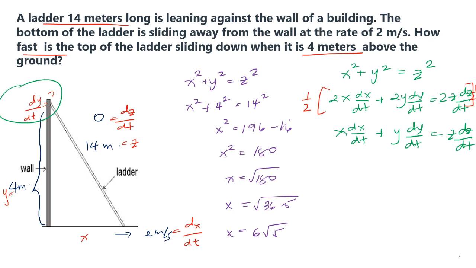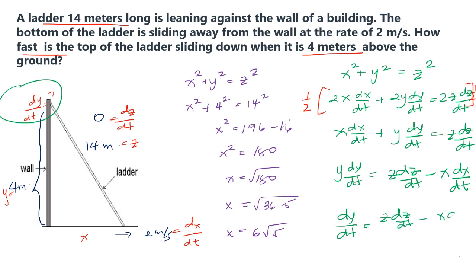Since we're looking for dy/dt, we have y dy/dt is equal to z dz/dt minus x dx/dt. We have subtracted x dx/dt from both sides of the equation. So to get dy/dt, that would be z dz/dt minus x dx/dt, all over y. So this is how we get the value of dy/dt.